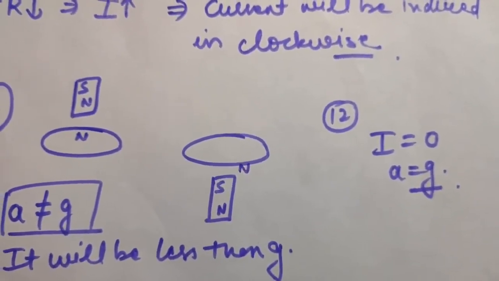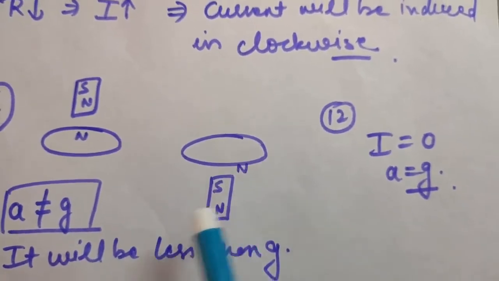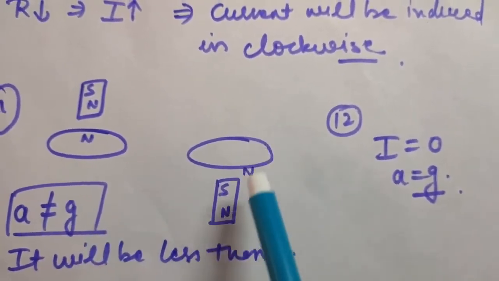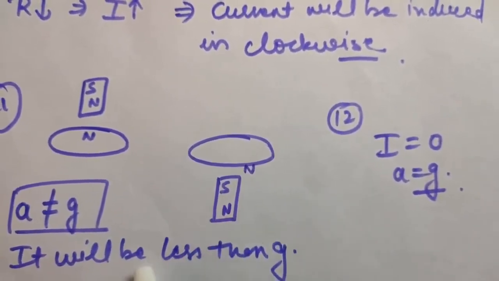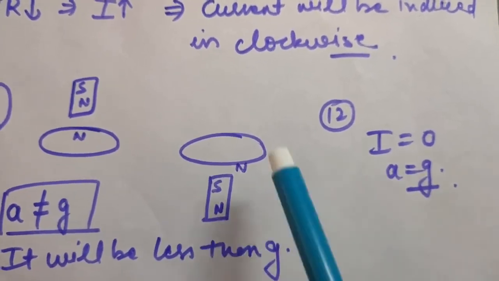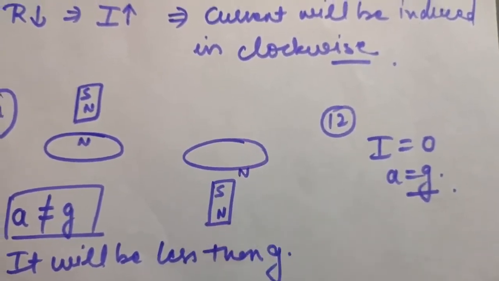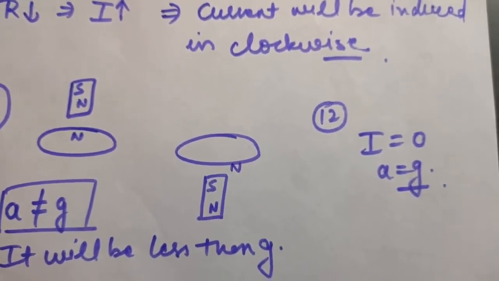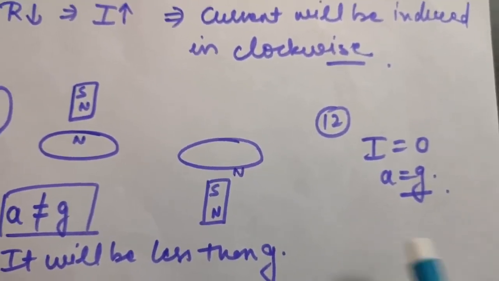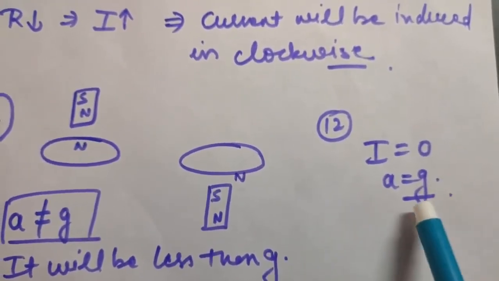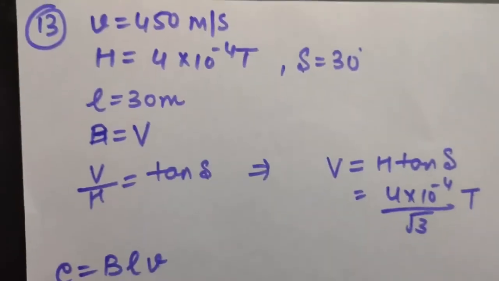Okay, so in these cases there is a force of attraction and repulsion between the coil and the magnet, therefore acceleration is coming to be less than g. But when the coil is cut from somewhere, there will be no current in the coil, and therefore there will be no force, and hence the acceleration will be equal to g only. Okay, so the next is question number 13.